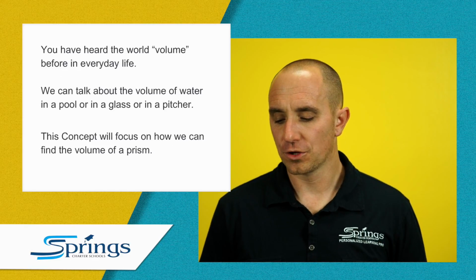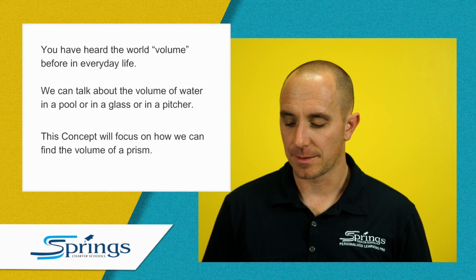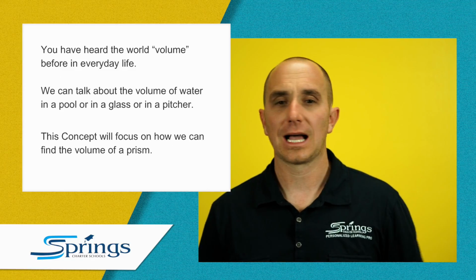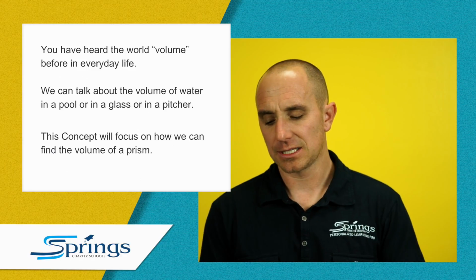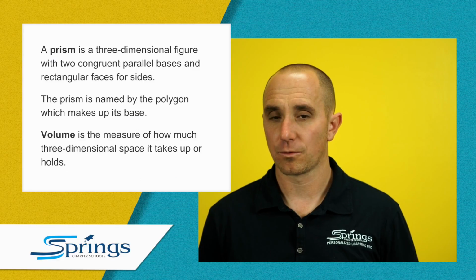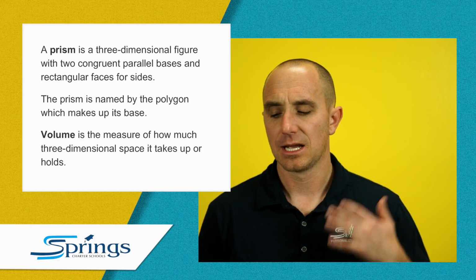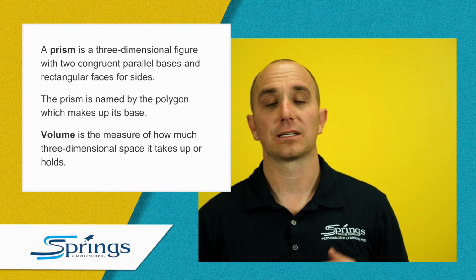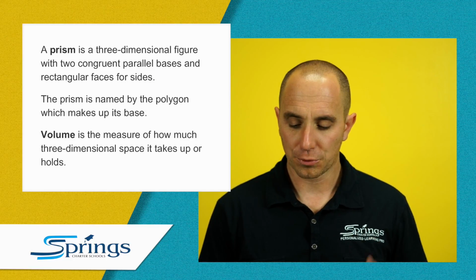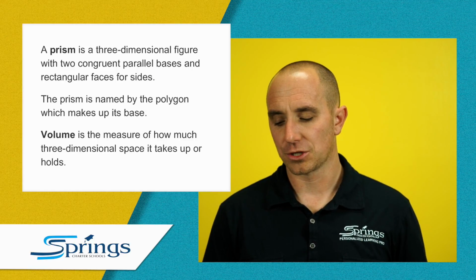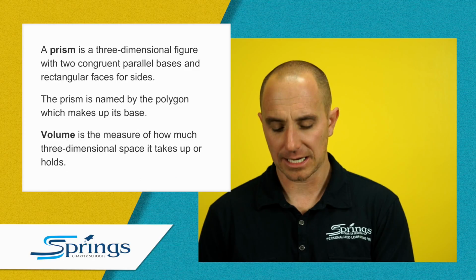Now let's really dive into volume. You've heard the word volume before in everyday life. We can talk about the volume of water in a pool or a glass or a pitcher. In this concept we're going to focus on finding the volume of a prism. A prism, as we talked about in the last review and in some of the other lessons, is a 3-dimensional figure with 2 congruent parallel bases and rectangular faces or sides. The prism is named by the polygon which makes up its base. Volume is the measure of how much 3-dimensional space it takes up or holds.